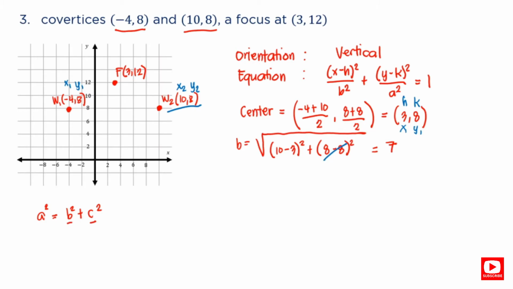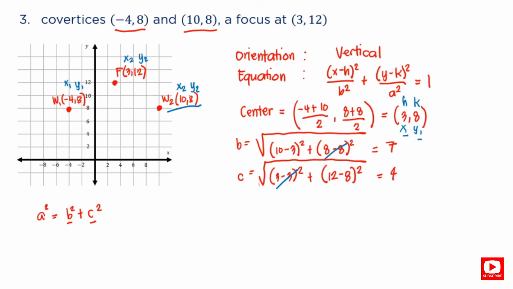C is just the distance from the center to the focus. So we have, suppose this is x sub 2, y sub 2. This is x sub 1, still x sub 1, y sub 1. So we have the square root of 3 minus 3, quantity raised to 2, plus 12 minus 8, quantity raised to 2. And this is equal to, 3 minus 3 is 0, 12 minus 8 is 4, squared, that is 16. Square root of 16 is just 4.